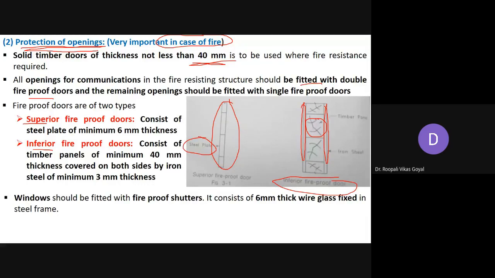Also, these windows should be fitted with a fireproof shutter. The shutter should be fireproof. And if you are using glass, then it should be 6 mm minimum wire glass fixed. It's not a normal glass in a steel frame. So proper protection of openings is the major thing in the case of a fire resisting structure.